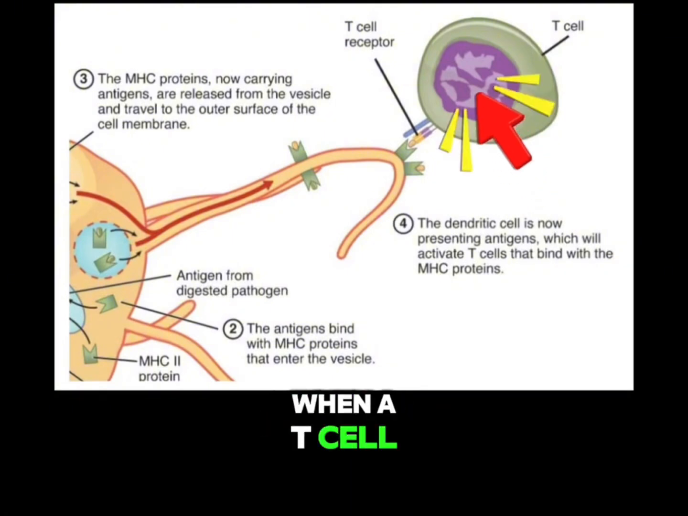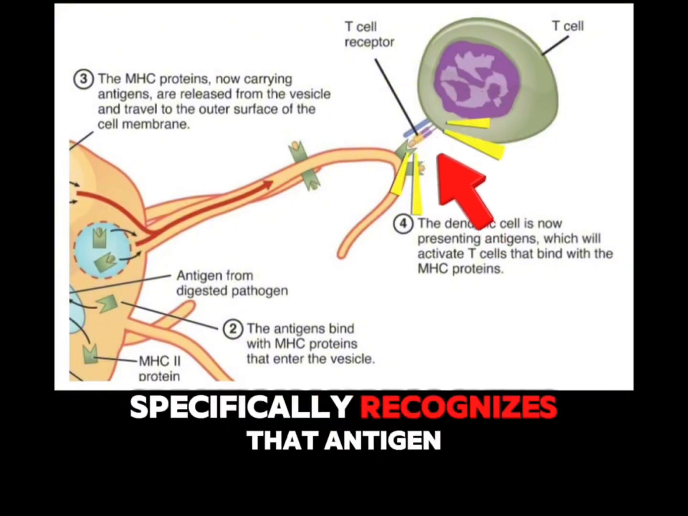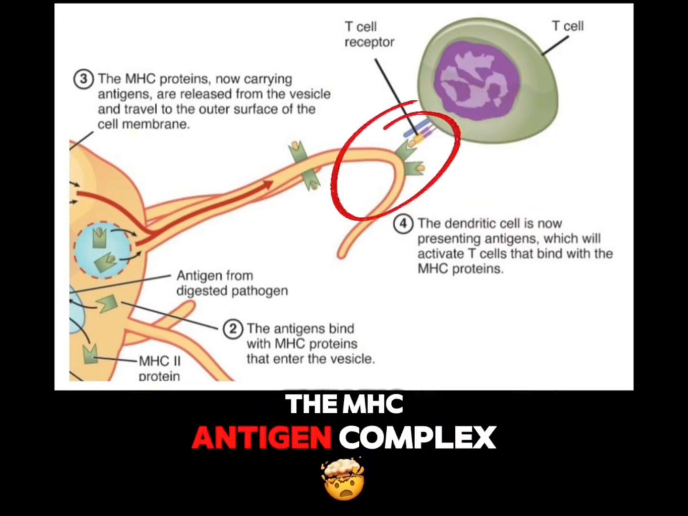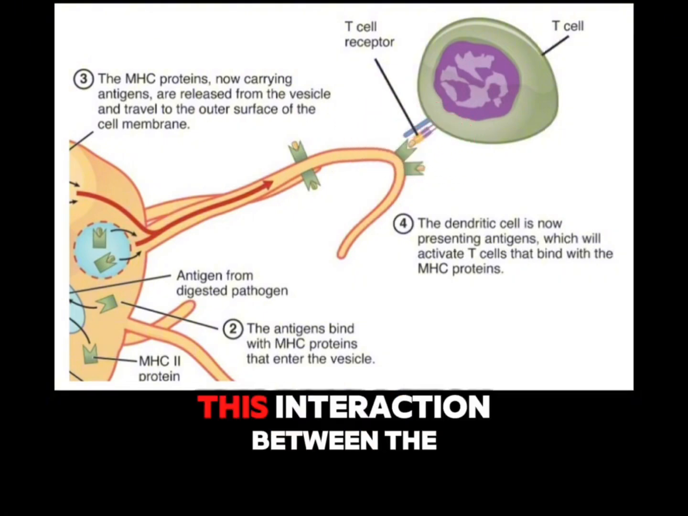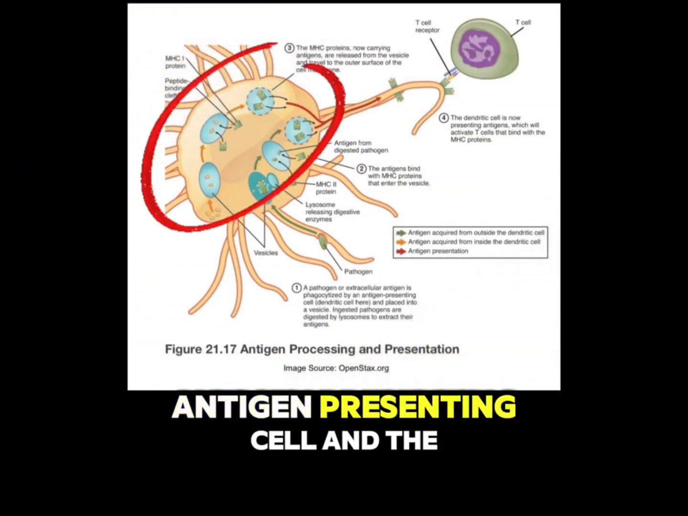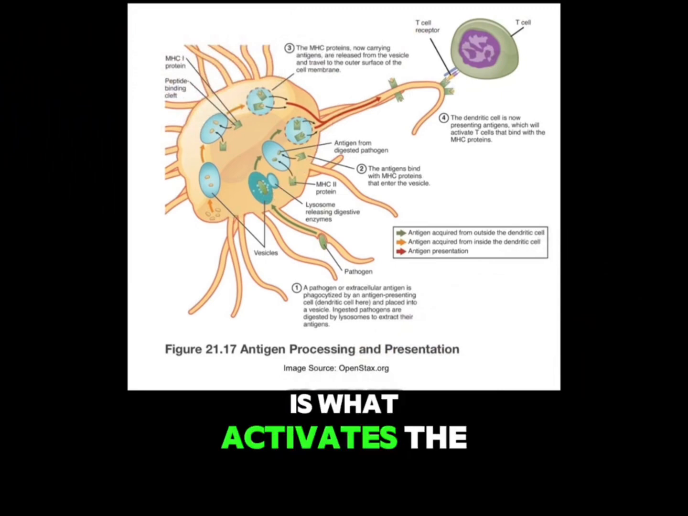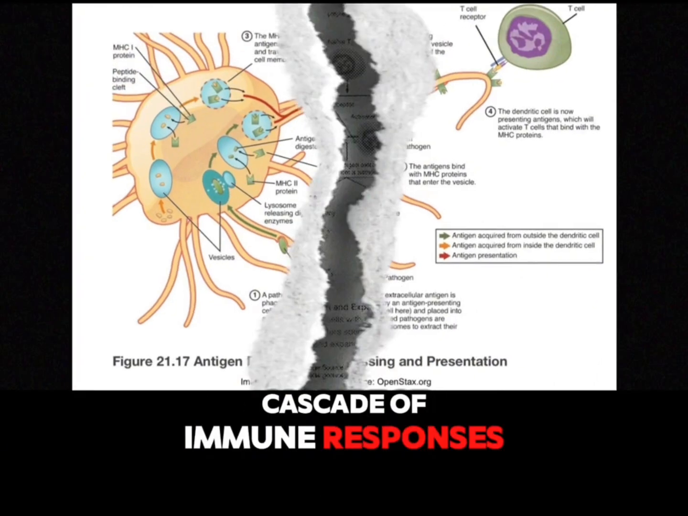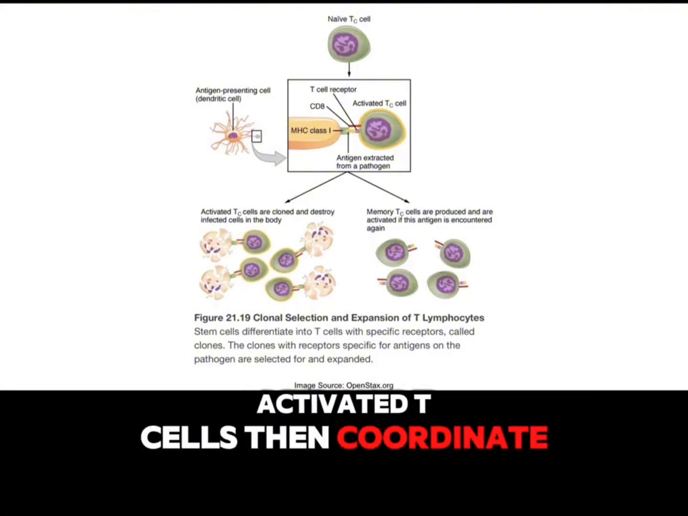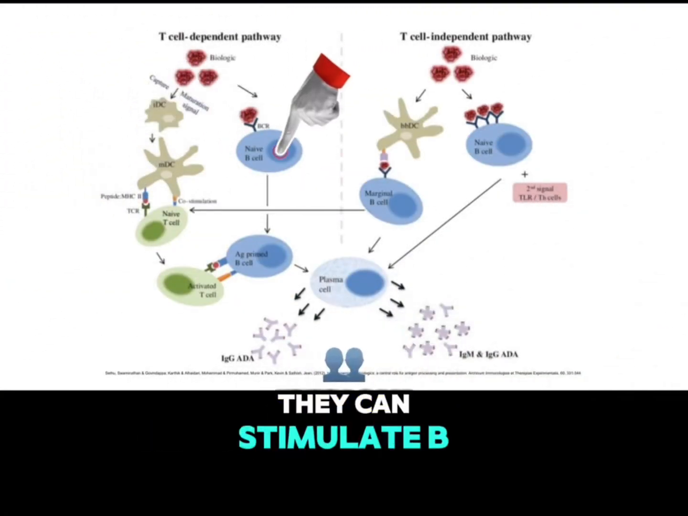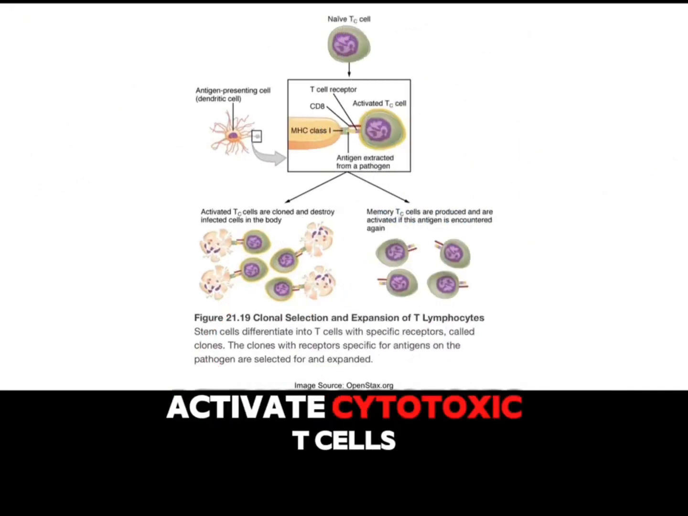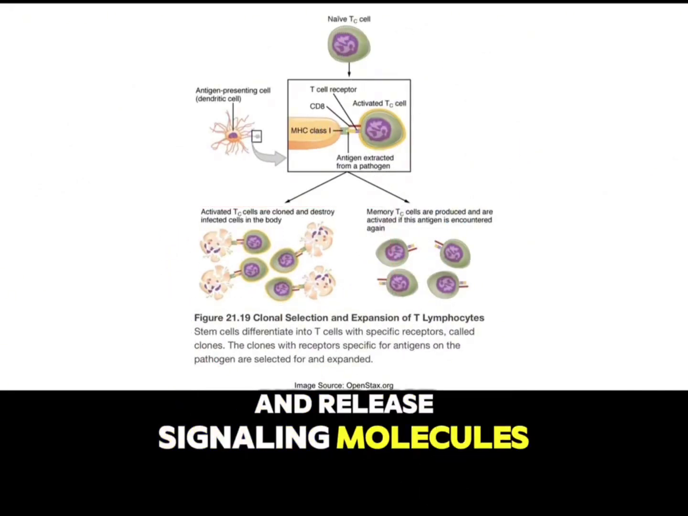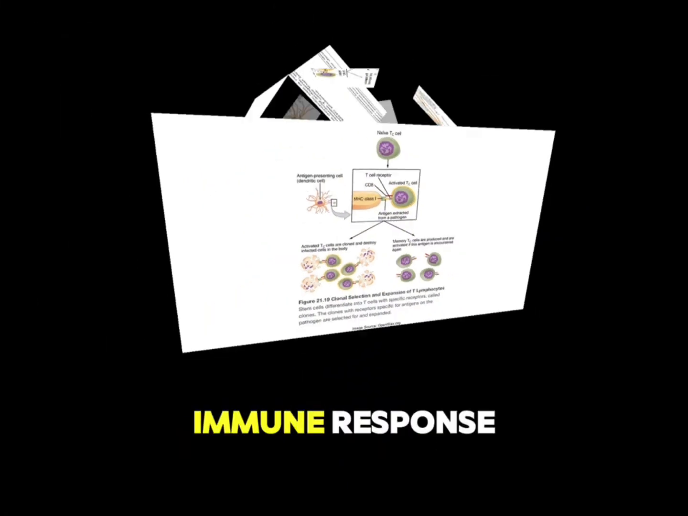When a T cell with a receptor that specifically recognizes that antigen comes into contact with the MHC antigen complex, it binds to it. This interaction between the antigen-presenting cell and the T cell is what activates the T cell, setting off a powerful cascade of immune responses. Activated T cells then coordinate the defense. They can stimulate B cells to make antibodies, activate cytotoxic T cells to kill infected cells, and release signaling molecules that direct the entire immune response.